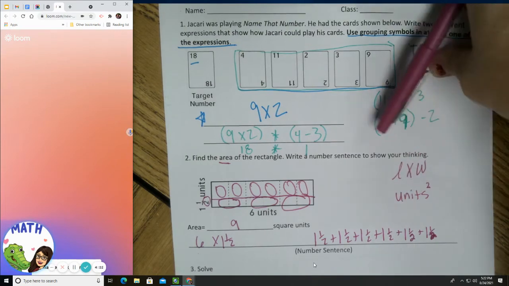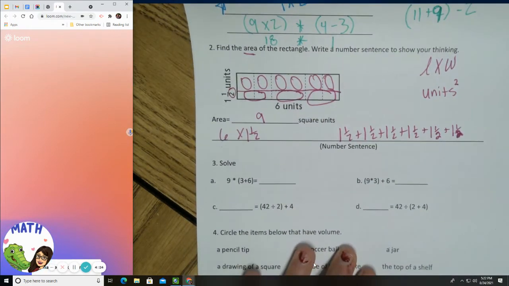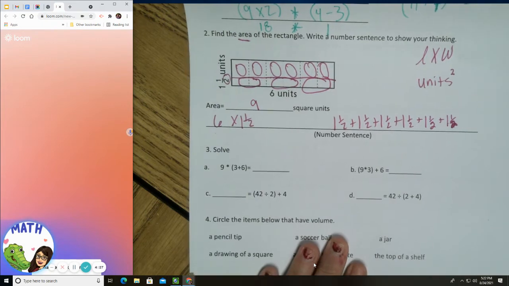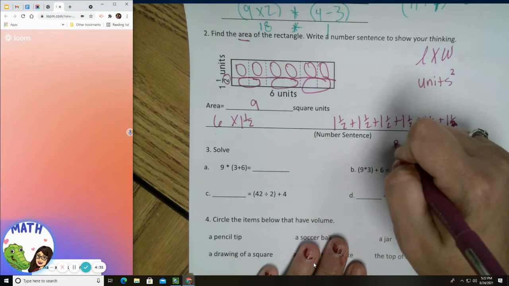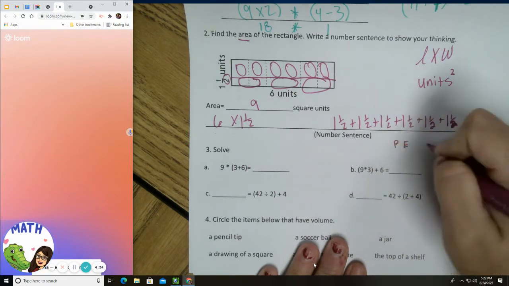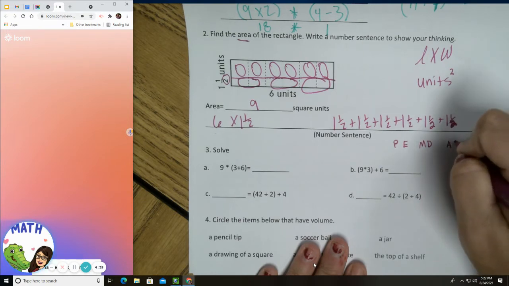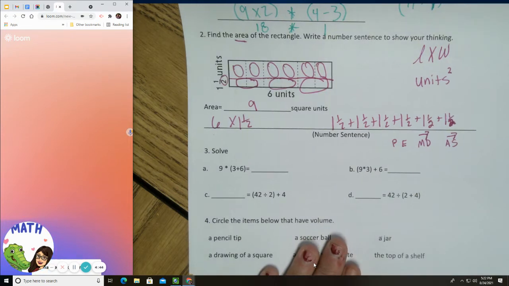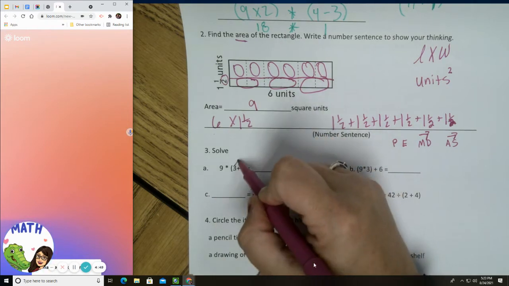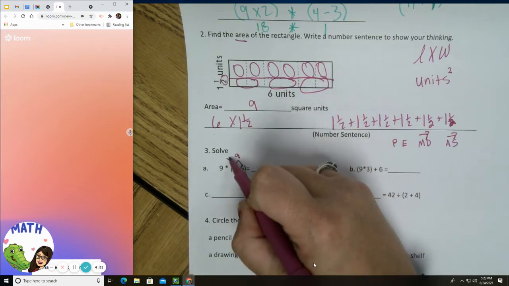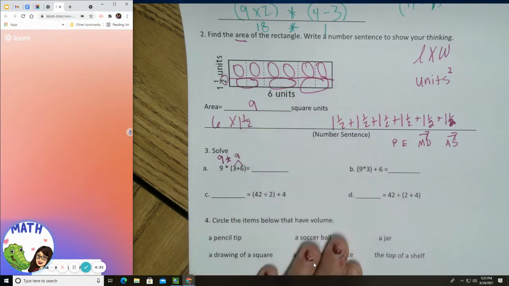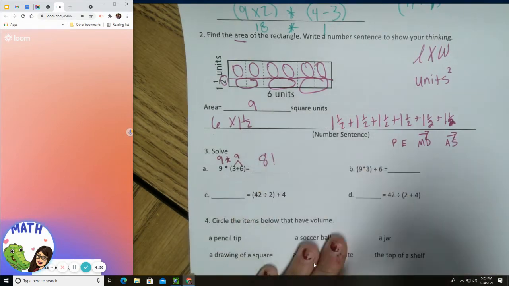Let's move on to number 3. There are problems that we need to solve using our order of operations. Remember, we do parentheses, exponents, multiplication and division, addition and subtraction. Multiplication and division we do from left to right. Addition and subtraction from left to right. Parentheses first, 3 plus 6 is 9. I rewrite my problem. 9 times 9 is 81.